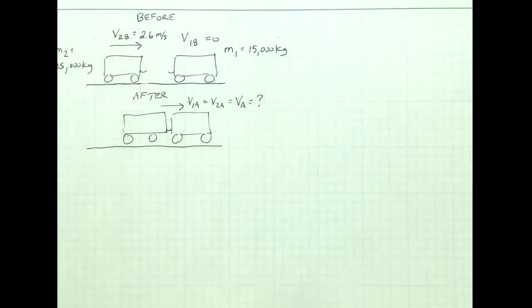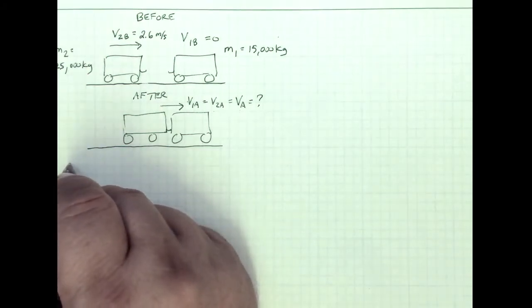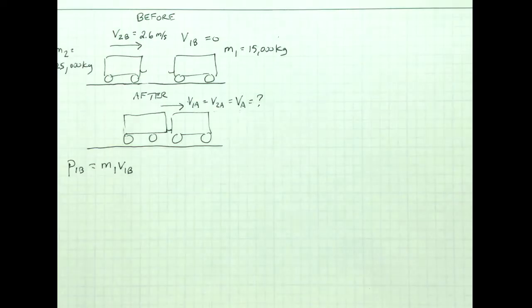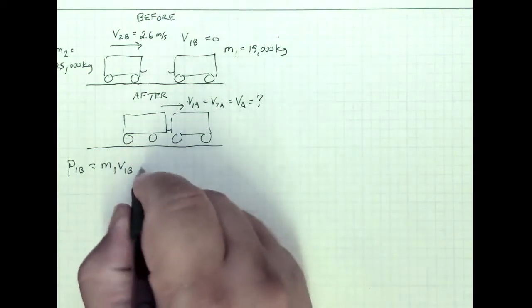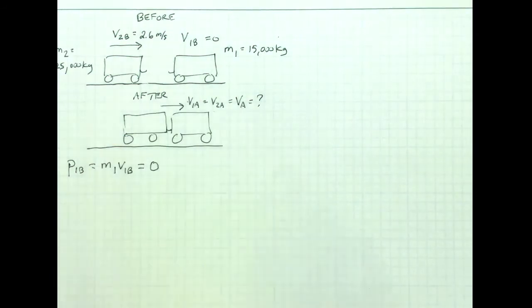All right, so first we are asked, what is the momentum of each car before the collision? Well, we can consult the formula for momentum as mass times velocity. So the momentum of car 1 before the collision is the mass of car 1 times the velocity of car 1 before the collision, but since the car is stationary before the collision, that momentum is going to be 0.